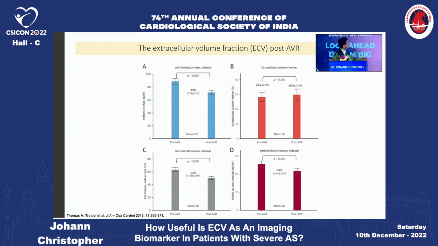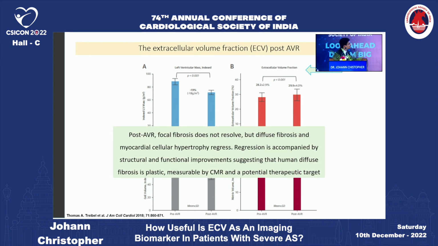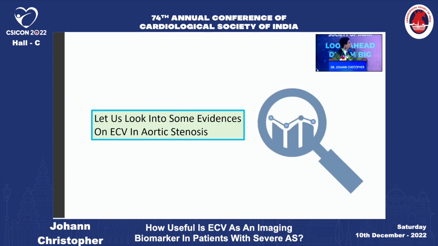Now, if you look at the ECV measurements, and this is pre and post AVR, you can clearly see that as the ECV comes down, there is a regression in the mass. There is also a regression in the end diastolic volume. So ECV seems to have a direct correlation with the mass and the volume. And what is again important here is that if there is gadolinium enhancement on the MRI before AVR, that is not going to change. But what is going to change is the ECV. The ECV will come down provided you have intervened early.